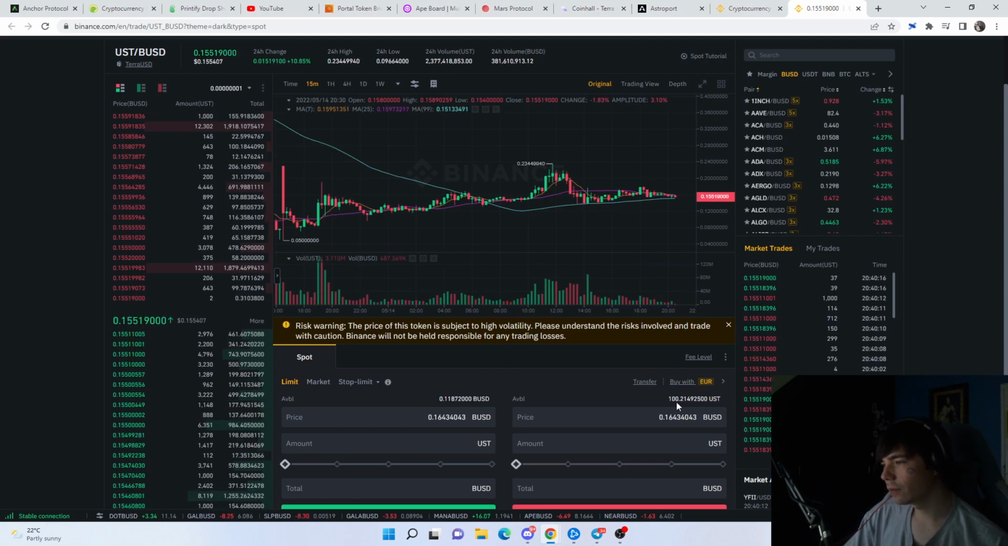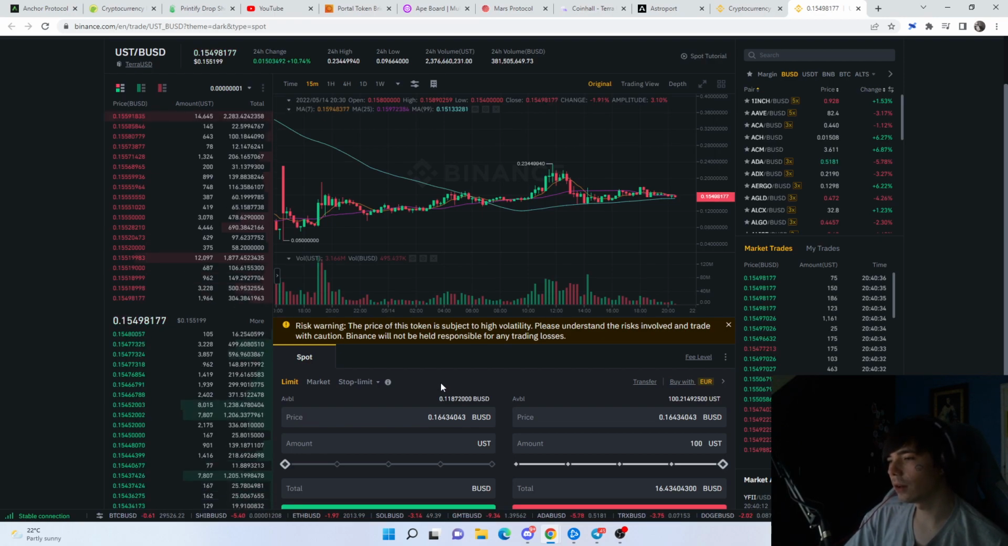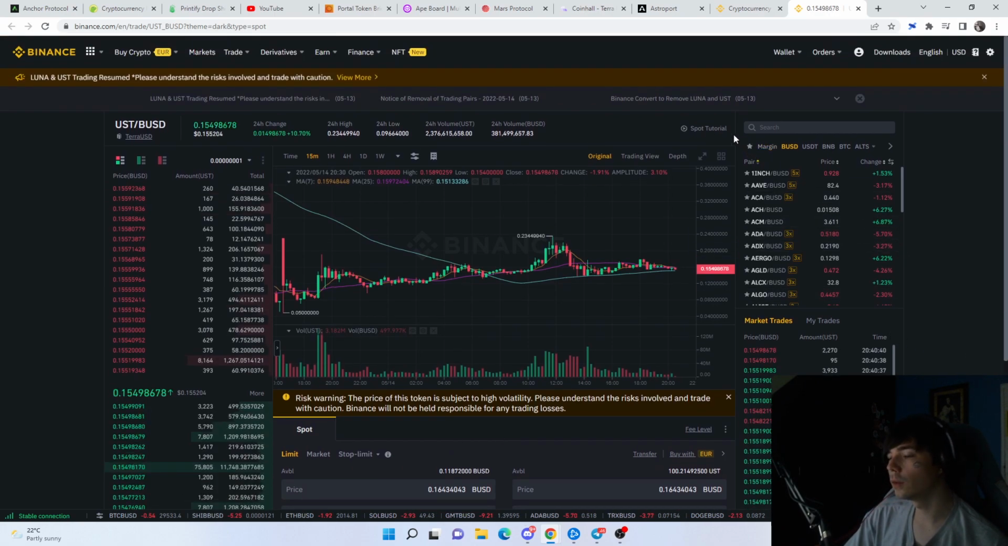But here you can see we now received our UST, and if we would proceed with selling, we would get $16 worth of BUSD from 100 USD. Of course it's almost nothing, but it's way better than having nothing in the wallet anymore, and that's how you can manage and get your money from the Terra ecosystem over onto the Ethereum blockchain, or for example the Binance blockchain. And yeah, that's pretty much how you can do it.